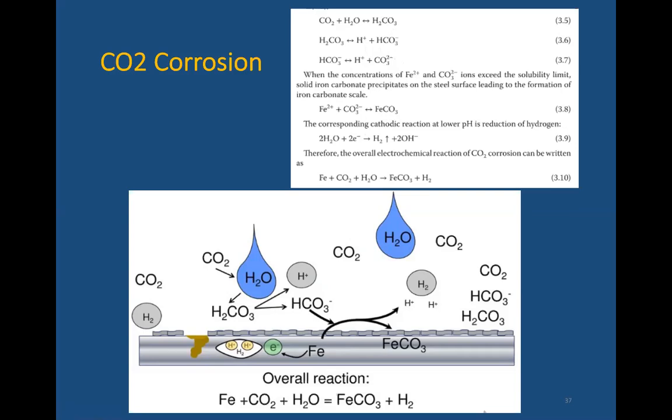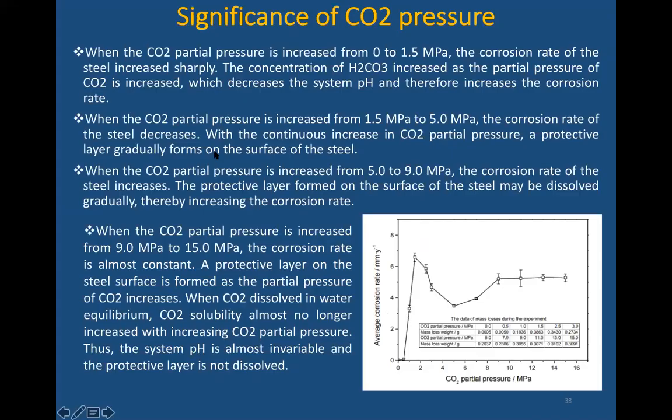Okay, so once this carbonate precipitate is dissolved, then your corrosion will increase. So as CO2 concentration increases, the corrosion may increase. Significance of CO2 pressure. Now you have CO2 present in the system, but it has a partial pressure. So based on the partial pressure, how will corrosion be affected? When CO2 partial pressure is increased from 0 to 1.5, see in the graph, the corrosion rate of the steel increases sharply.